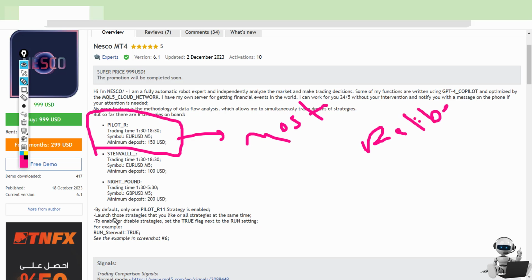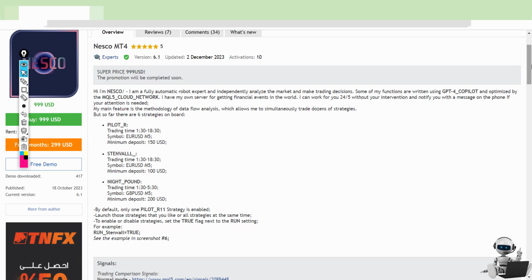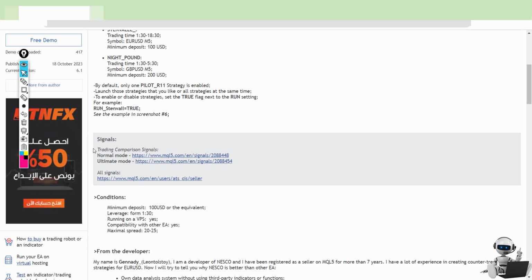So it said that by default only Pilot R is enabled, and launch the strategy you will get at the same time. So I am not sure if you should run all of these at the same time, because you can see we have normal mode, which is default, pilot R1, and we have ultimate, so probably he's using all modes together, so we will see.